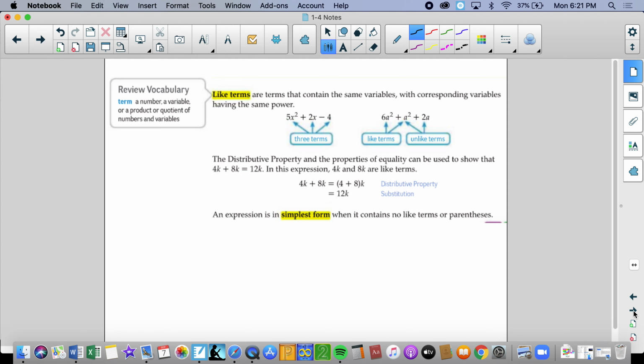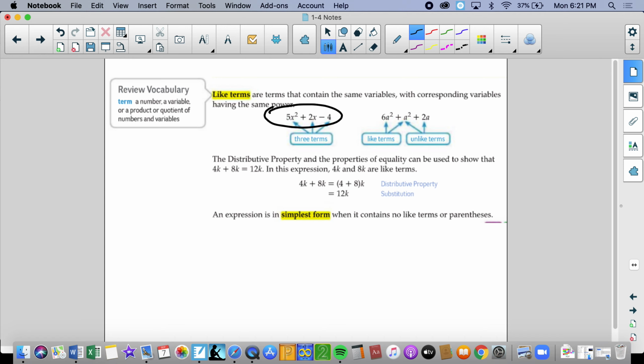Like terms are terms that contain the same variable with corresponding variables having the same power. And we just talked about that. So there are 3 terms, and none of these are like terms. There are no like terms. This is x to the second, this is x to the first, so those are unlike terms. And notice the constant came last.